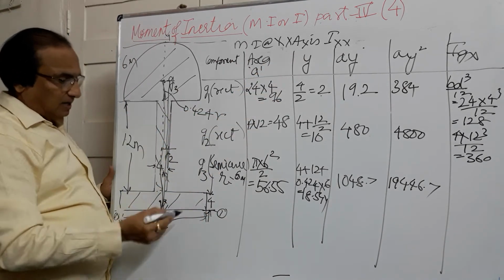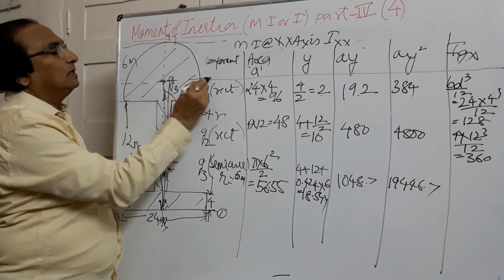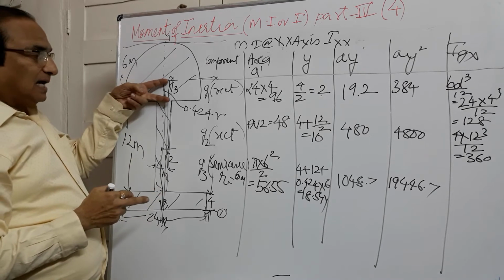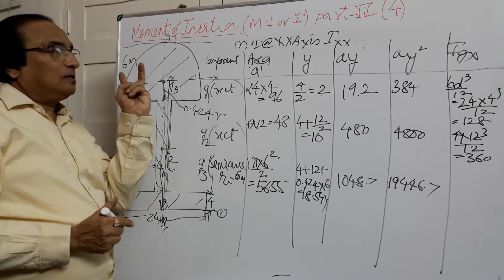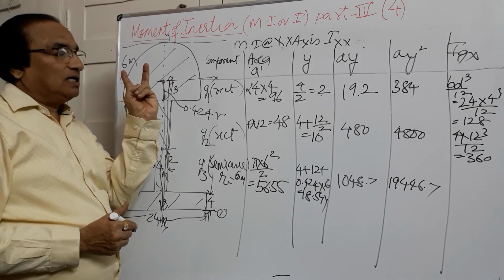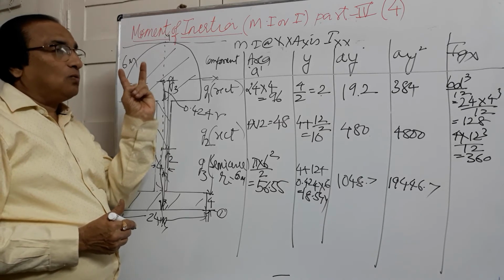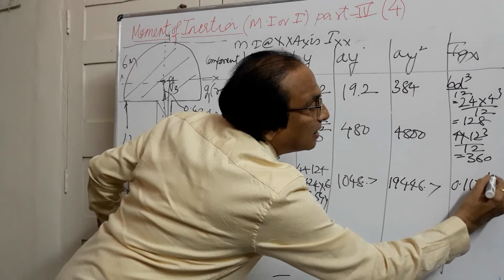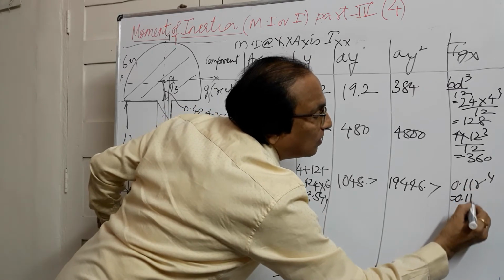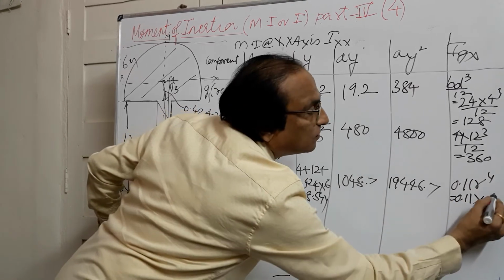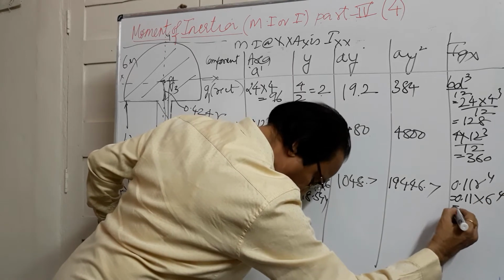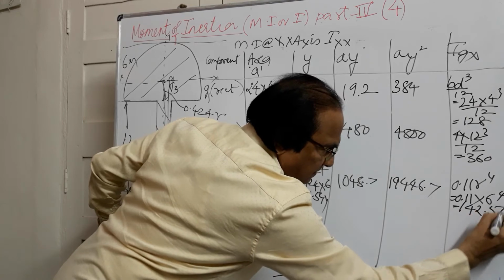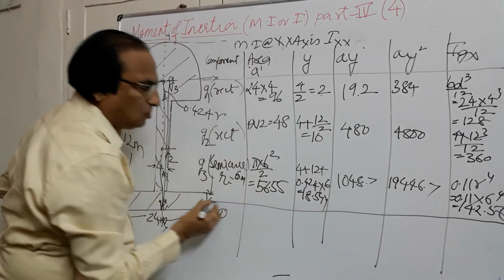Now we need moment of inertia of the circle. We are in 1 1. If I draw a line parallel to this, this will be the x-axis. And this x-axis is parallel to the diameter. Whenever the axis is parallel to the diameter, moment of inertia is given by 0.11 r raised to 4. So this will be 0.11 into 6 raised to 4. So this value will be equal to 142.56.